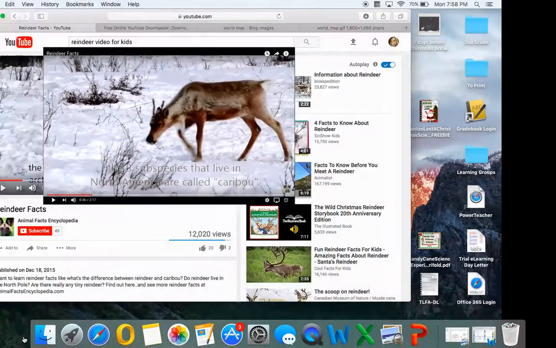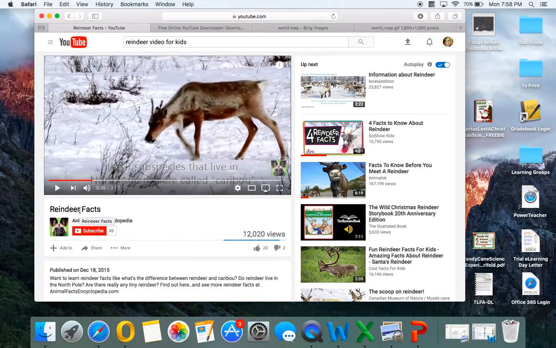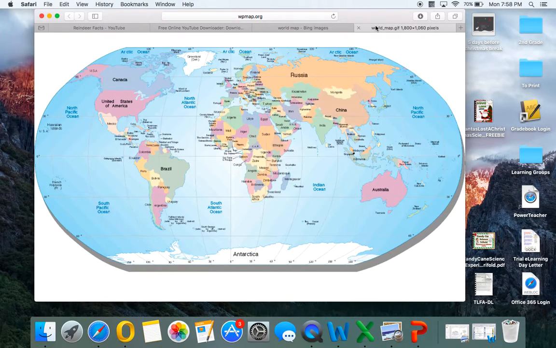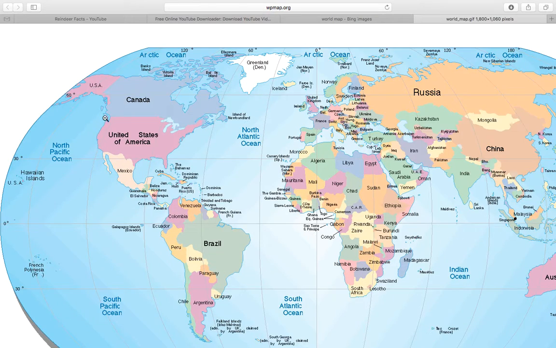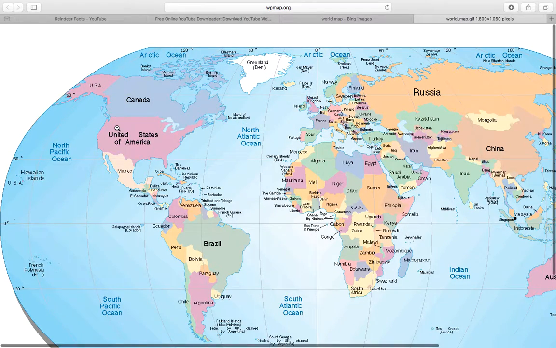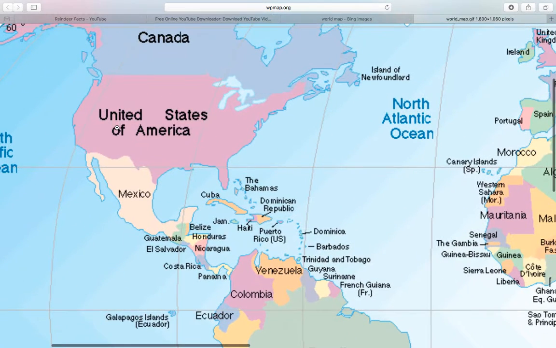All right, let's go back again. So we said the 3 subspecies, meaning 3 different versions of reindeer, live in North America. Well, my friends, the United States of America is in North America, meaning to say that somewhere in the United States is reindeer. That would be a really cool project to do some research to figure out where we can locate them in the United States.